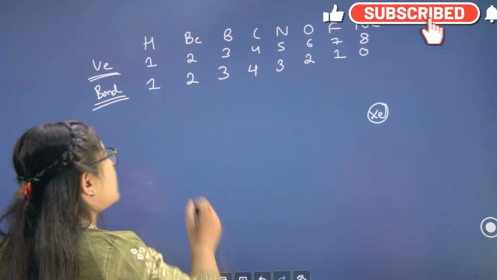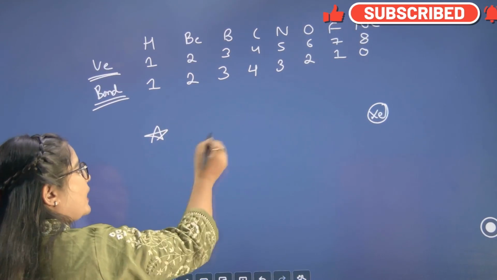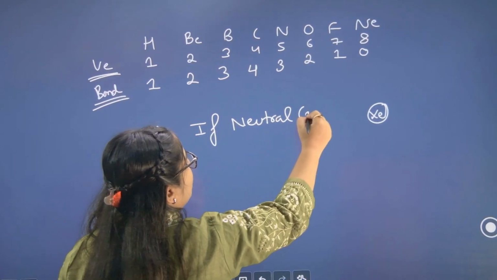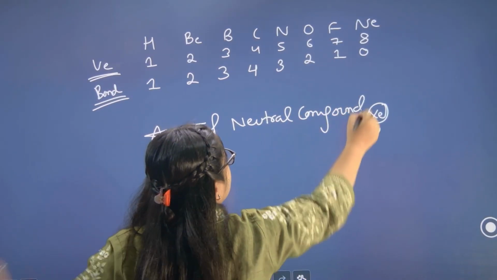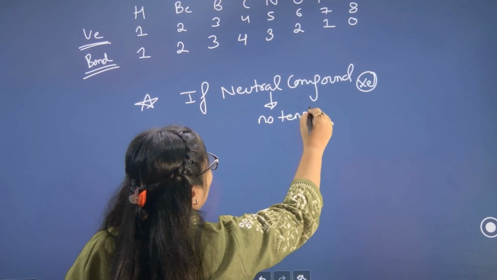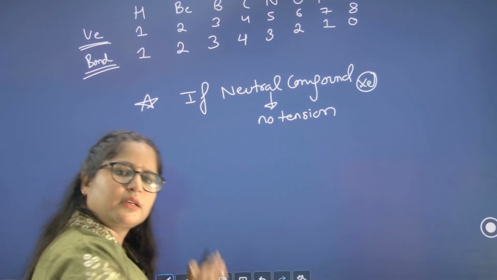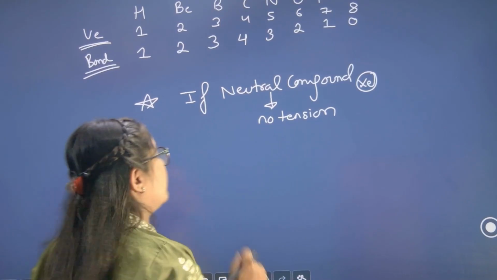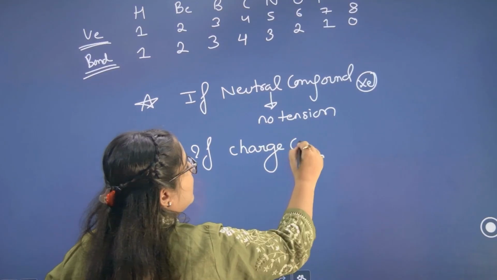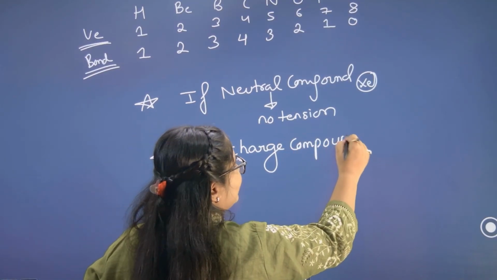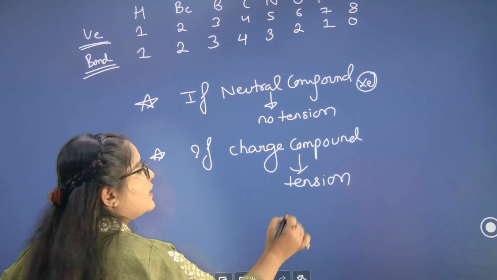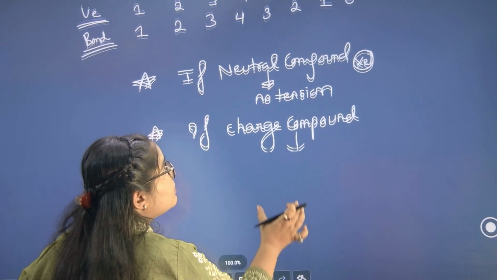Next star point to keep in your brain: if it is a neutral compound, meaning no charge, then we will say no tension. Simply we will follow the trick: we will write down the valence electron and solve it. If it is a charged compound, then there will be certain tension, right? Don't worry, I am here to remove your tension. So if tension is there, we will remove it.